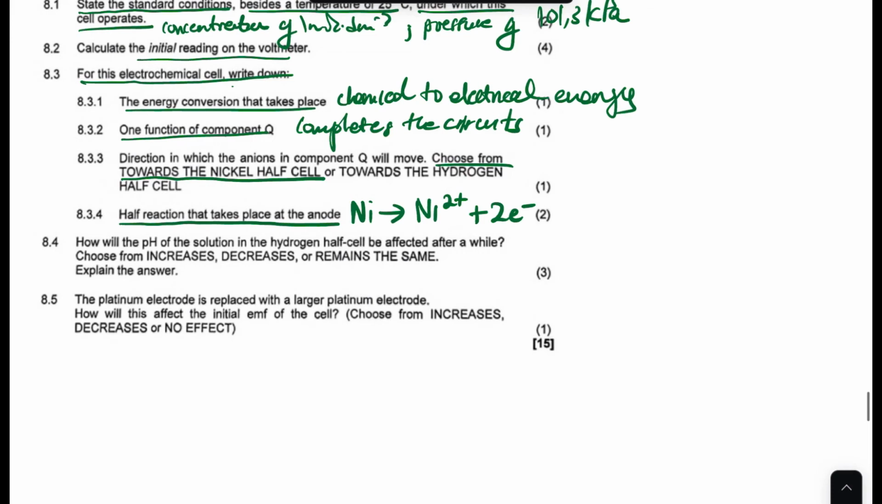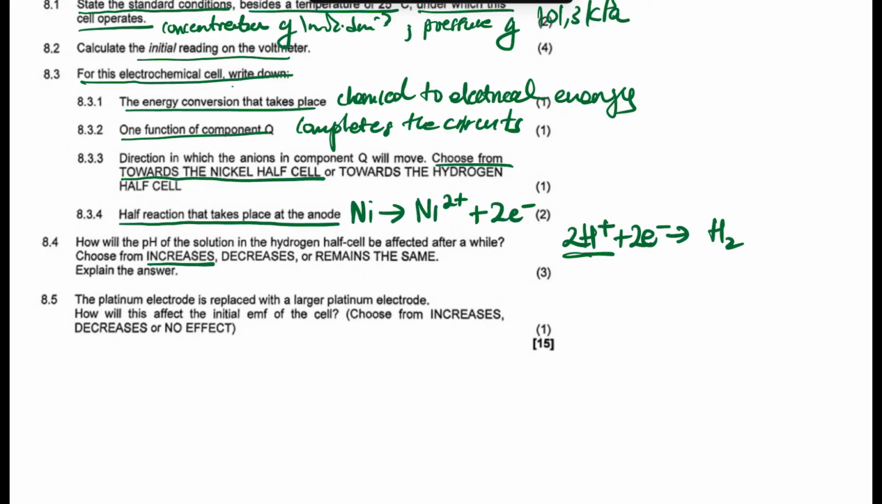What do I mean it's undergoing reduction? The hydrogen ion is reduced and forms hydrogen gas. So the hydrogen ions are reduced to hydrogen gas. That means the concentration of hydrogen ions is decreasing. If the concentration of hydrogen ions is decreasing, the acidity of that solution is decreasing, so the pH is increasing. So the answer is that the pH is increasing.